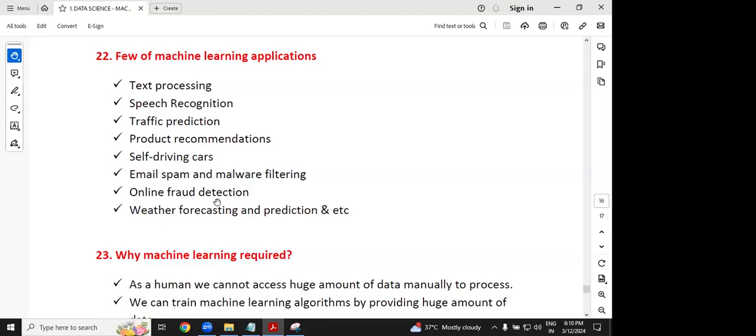Online fraud detection. Have you ever done an online transaction of, on average, 1 lakh? Assuming you send 1 lakh to your father, and the same day you send again, and a third time, you will get a pop-up. It says: are you all right? Today you made 2 transactions of the same amount. Then it will ask for confirmation.